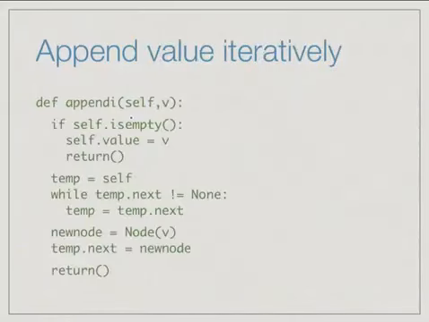So this gives us an append which is iterative. So we call it append_i just to indicate it's iterative. So the first part is the same. If the current list is empty, then we just set the value to be v and we return.